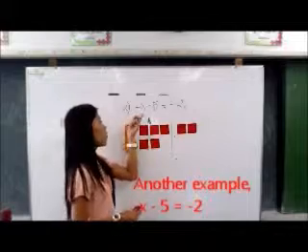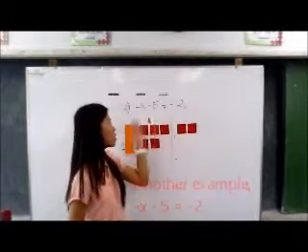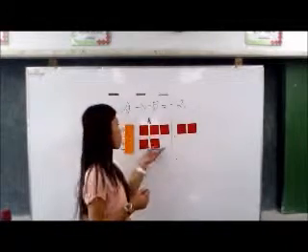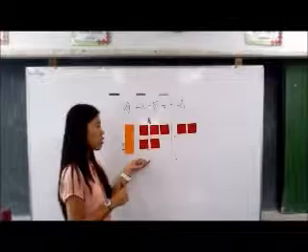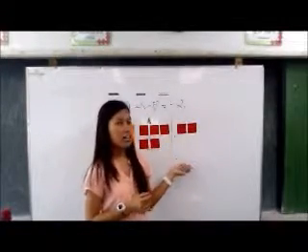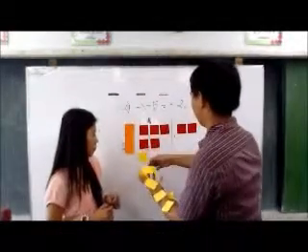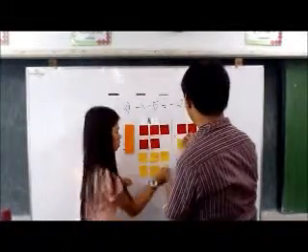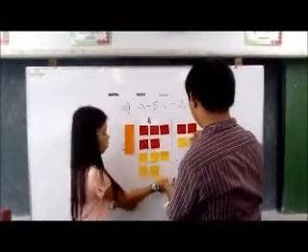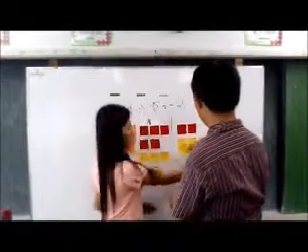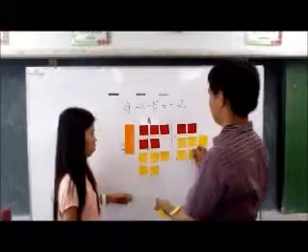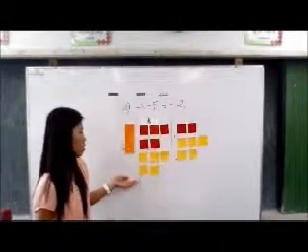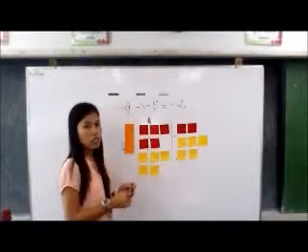Another example, negative x minus 5 is equal to negative 2. We represent this equation in algebra tiles like this. By the concept of zero pairs, we are to add 5 unit positive tiles to the left as well as to the right side. With this, by the concept of zero pairs, we can now cancel out the zero pairs.